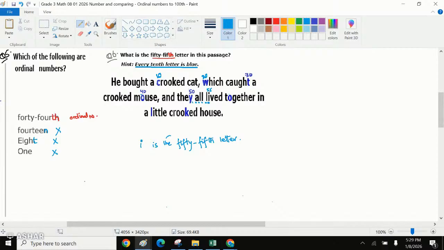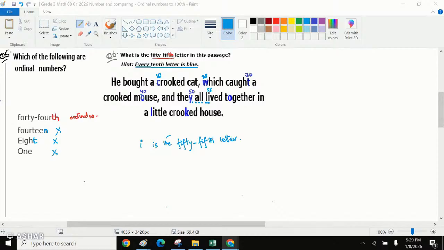So whenever we are talking about position, we write TH. I is the 55th letter in this passage. Okay. Do we agree? Okay. Moving on to the next question.